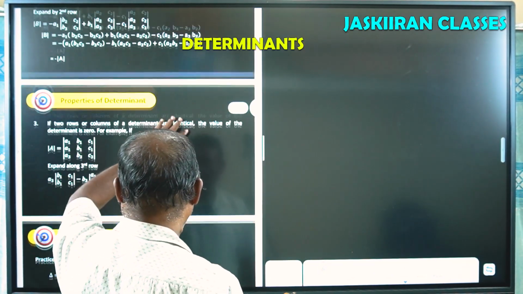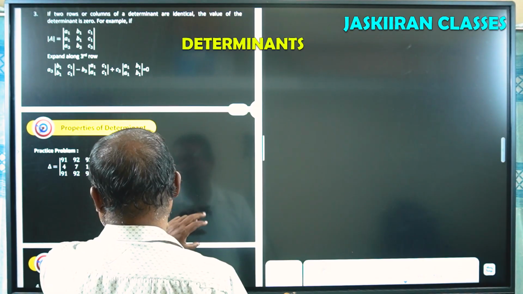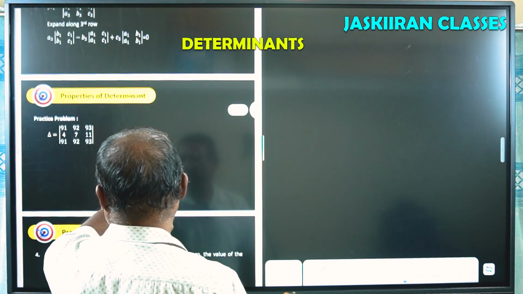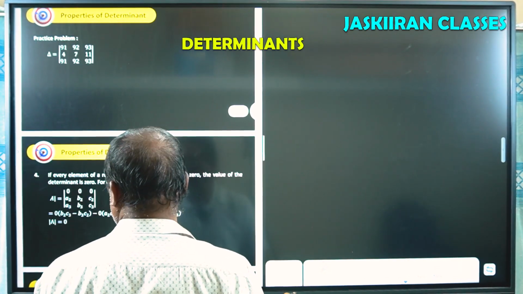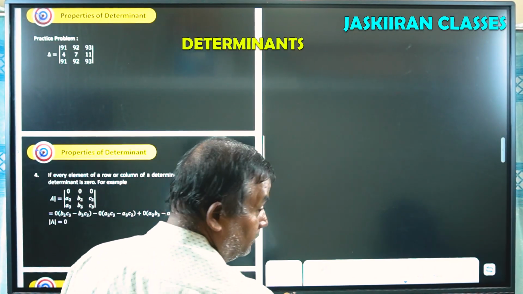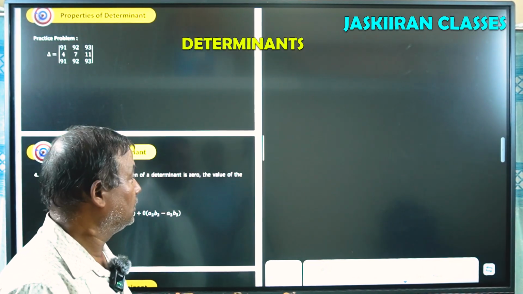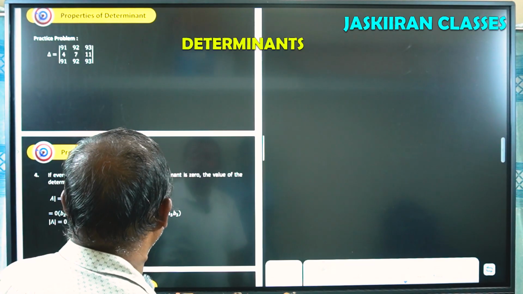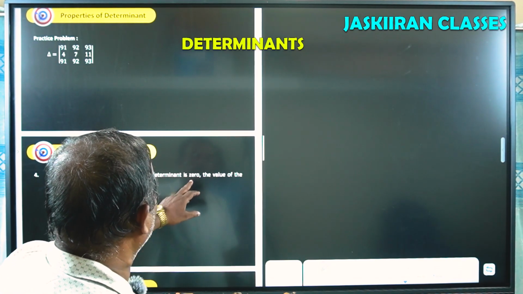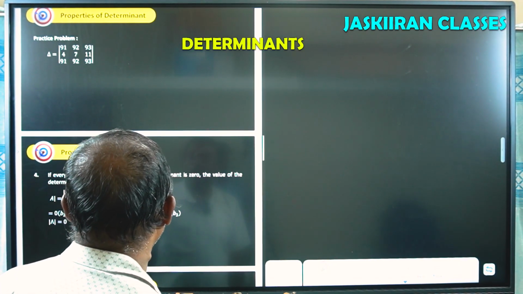So the next property is: if every element of a row or column of a determinant is 0, then the value of the determinant is 0.